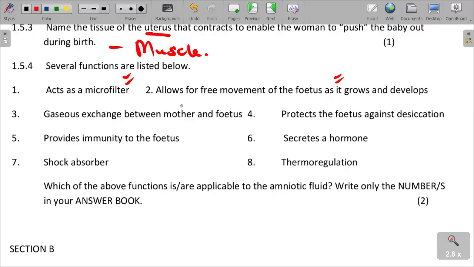Gaseous exchange between the mother and the fetus protects the fetus against desiccation, provides immunity for the fetus, meaning to say that the baby is protected from, we are saying it increases the strength of the baby to fight against diseases, secretes a hormone, thermoregulation, that is temperature regulation. So what is the question saying?